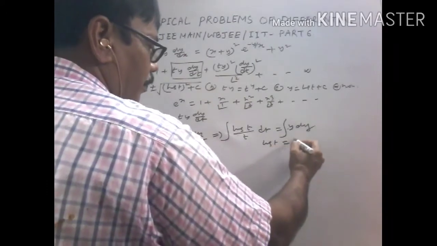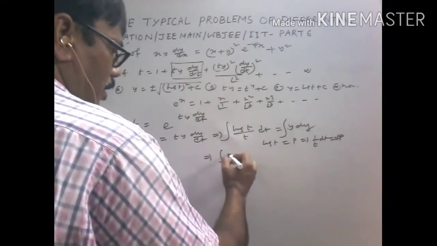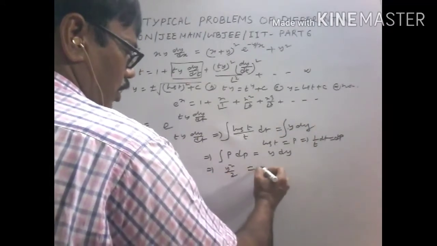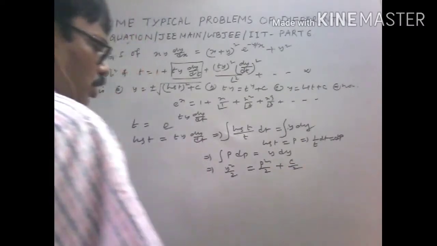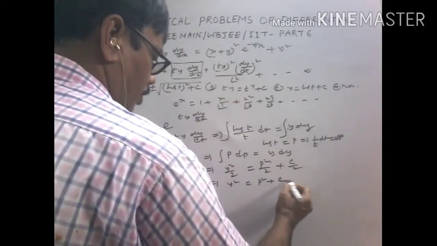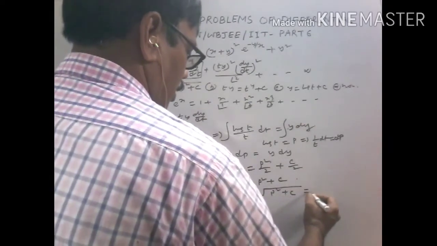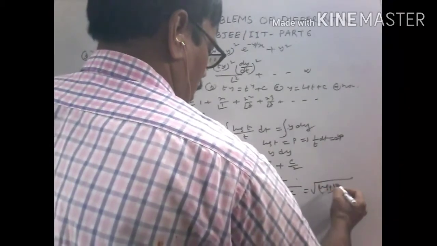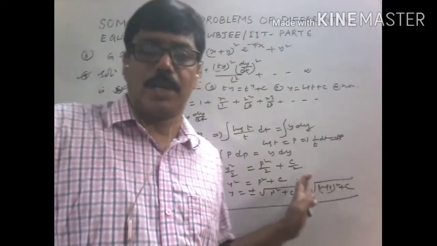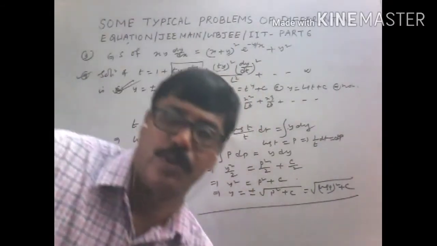So log t equals p implies 1 by t dt equals dp. So this implies p dp equals y dy. So y square by 2 equals p square by 2 plus c by 2. We can take the constant as c. So what is y square? p square plus c. So y equals plus minus root over p square plus c. What is p? (log t) whole square plus c. So look, this is problem number 8. Very simple problem. You need only the formula of e to the power x.